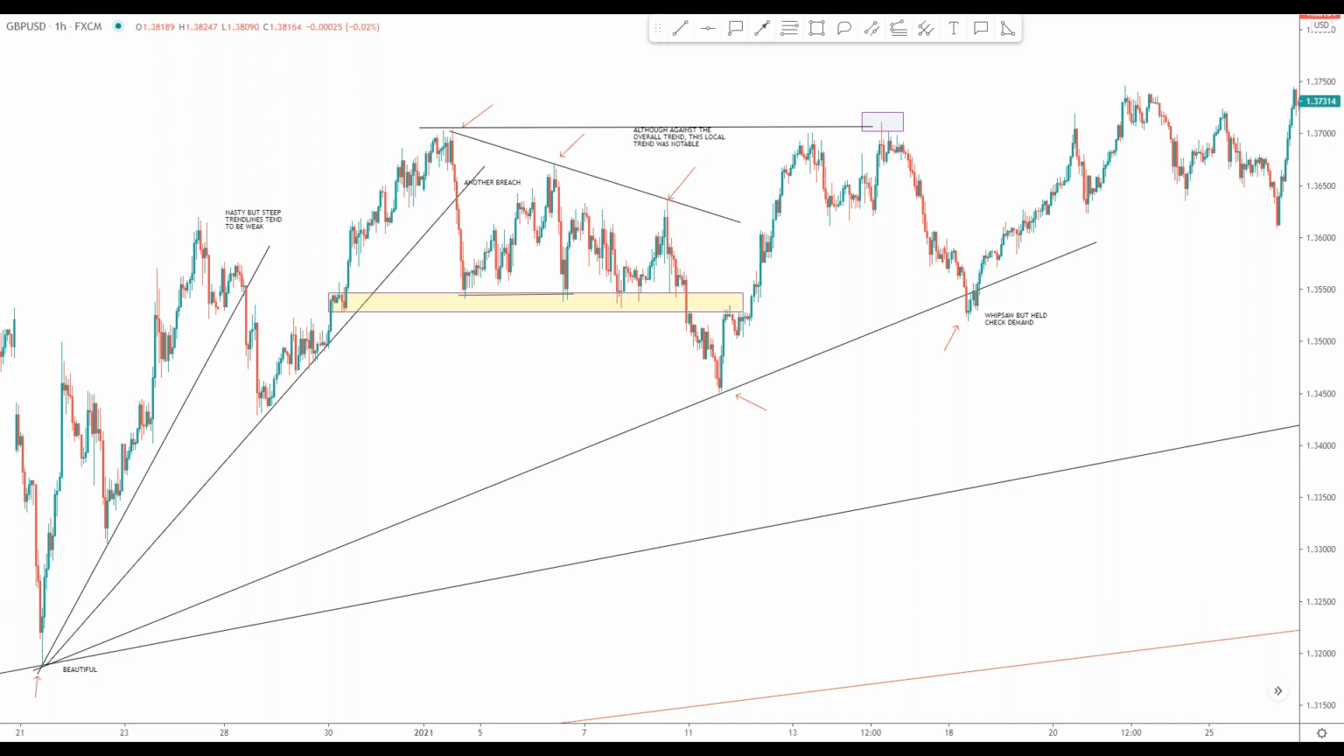When a trend line is broken, how can we confirm that it's not a fake out? That's a really good question.